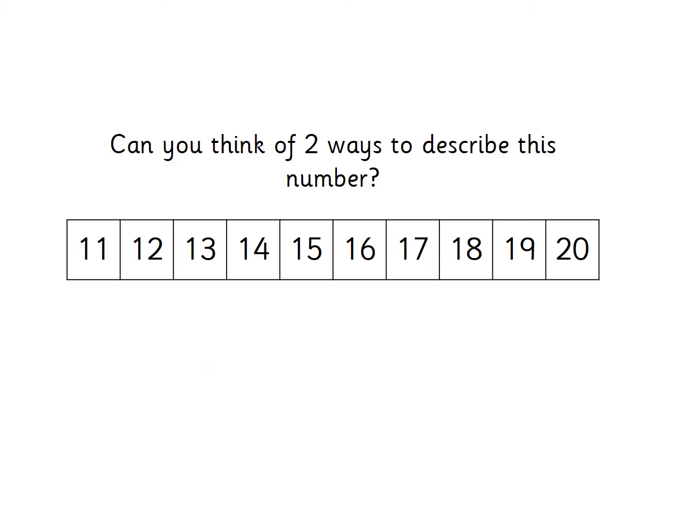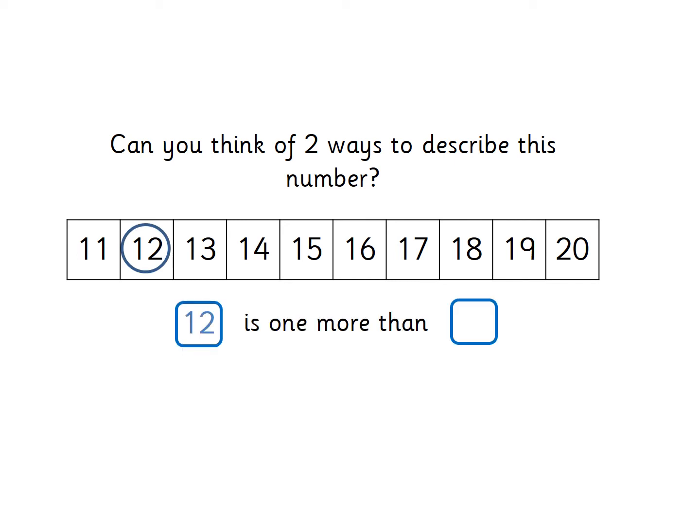So I want you to have a think of 2 ways to describe this number. So I'm going to circle number 12, and I want you to tell me 2 ways to describe that number. So I'll just give you a clue. 12 is 1 more than which number? So where would we have to start to get 1 more for 12? Well done. So 12 is 1 more than 11. So if we started on 11 and we jumped forward, 1 more than 11 is 12.